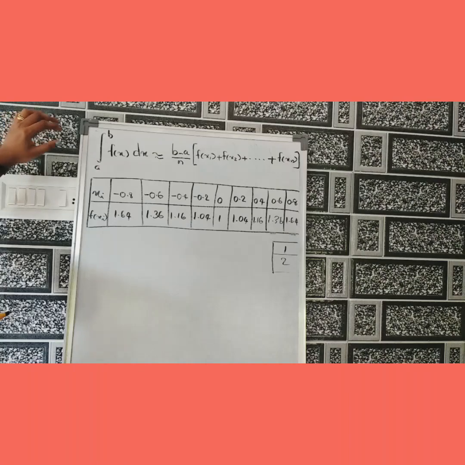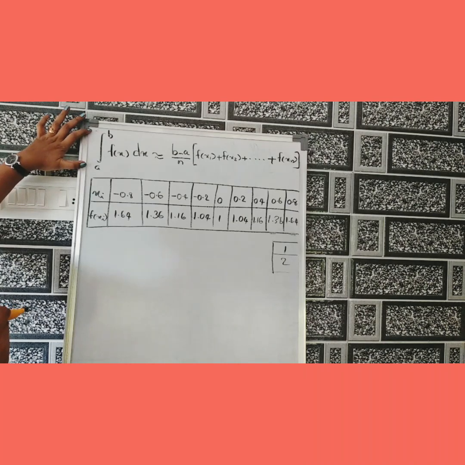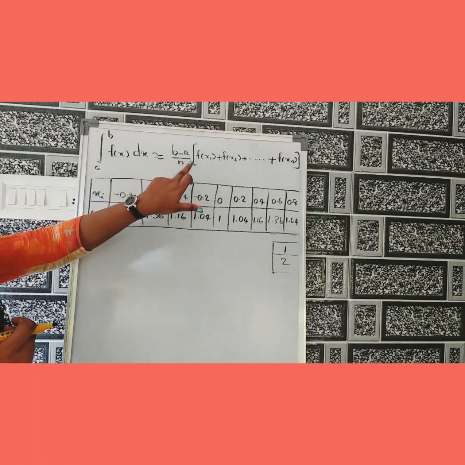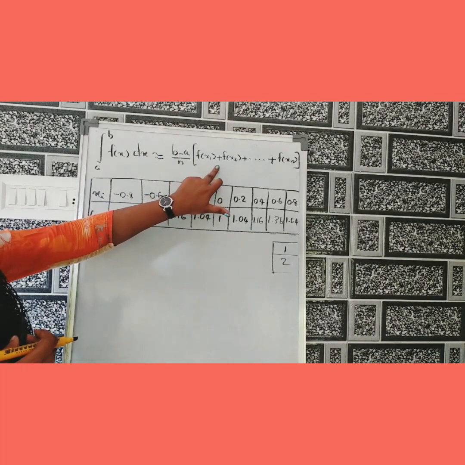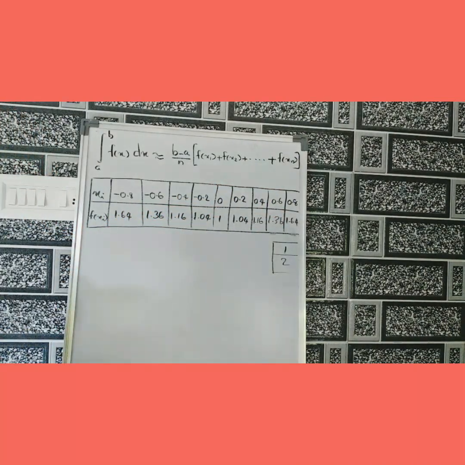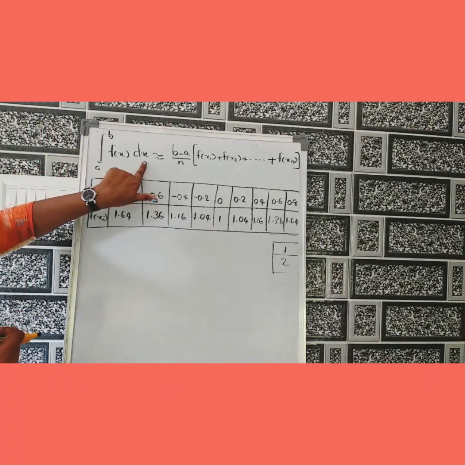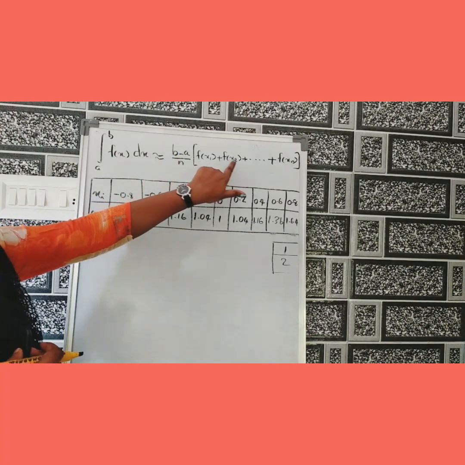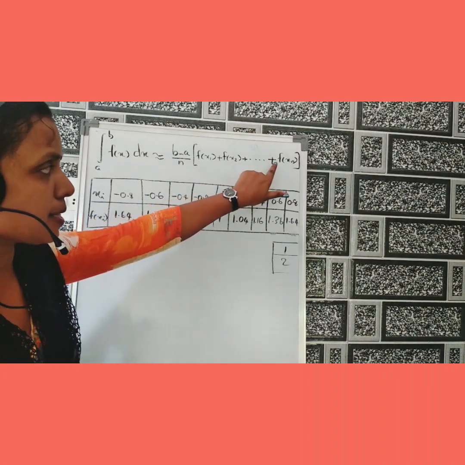By the Riemann sum method, for finding the approximate value of the given integral we use this formula: the integral from a to b of f of x dx is approximately equal to (b minus a) by n into f of x1 plus f of x2 plus f of x3 plus etcetera plus f of xn.